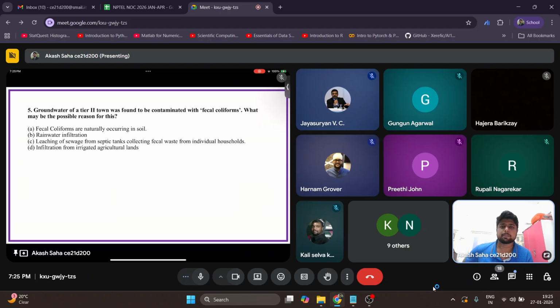which affect the humans. So the correct option is leaching of sewage from the septic tanks, collecting fecal waste from individual households, right? Because in rainwater we won't see any fecal coliform, neither from the infiltration of any agricultural irrigated lands. We previously discussed what kinds of contaminants can be present from different kinds of areas. Pathogens or fecal coliforms come from the urban or town kind of area. So option C is the correct answer here.